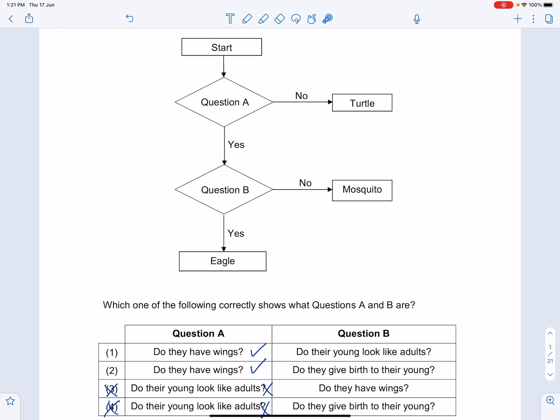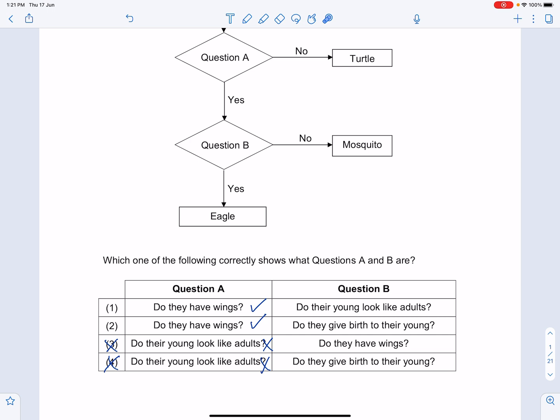Assuming that question A is "do they have wings?" and the answer is yes, it goes on to question B. Mosquitoes have wings, that's true, but the next answer here is a no. So you have to pick a question where the answer is no for the mosquito. Number 1, do their young look like adults? The answer is no for mosquito. This is actually correct.